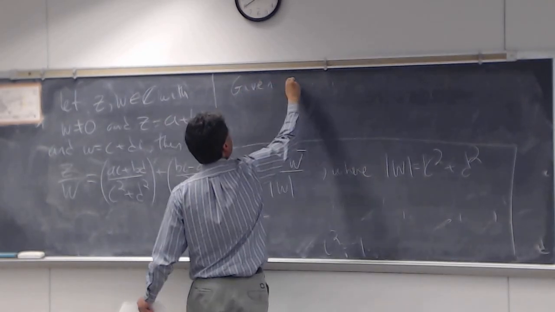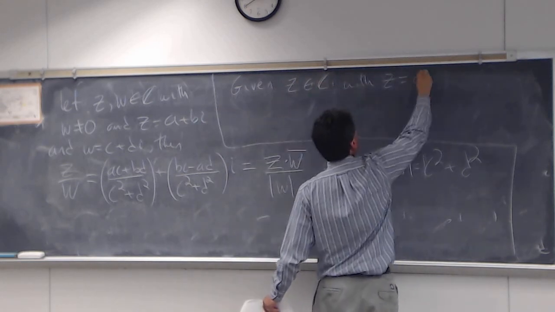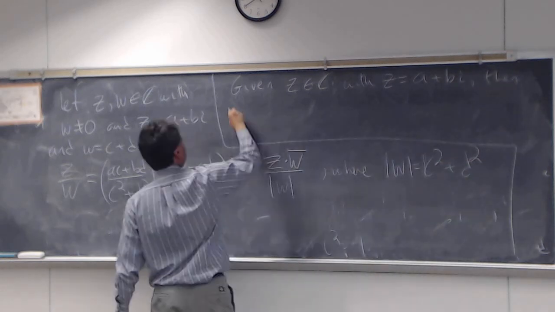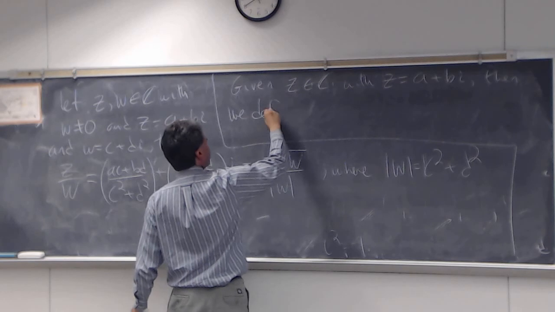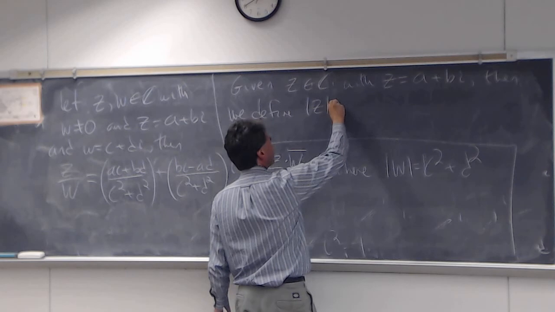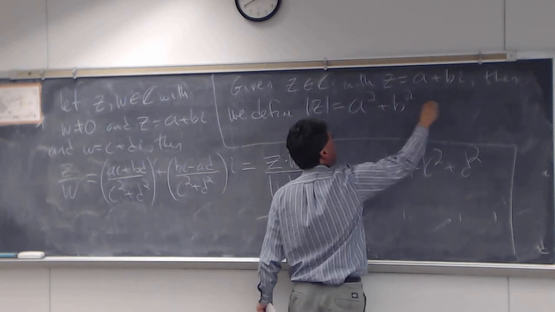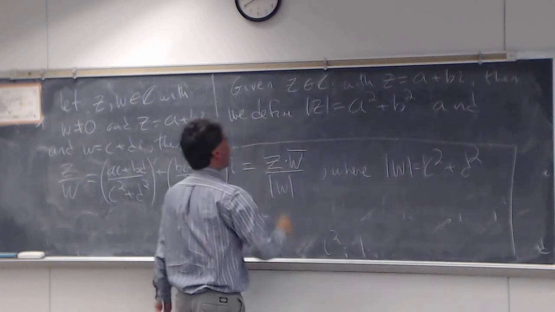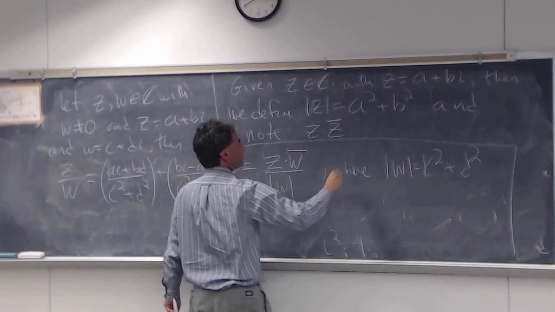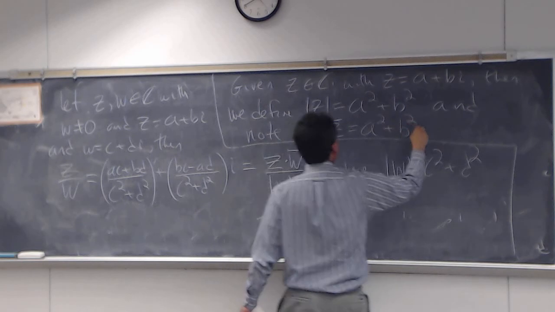That's maybe an aside. Given a complex number z with z equals a plus bi, we sometimes define the absolute value of z, or sometimes it's just called the modulus of z. And by a calculation I did earlier, we note that if we take z times its conjugate, we in fact get the absolute value of z squared.